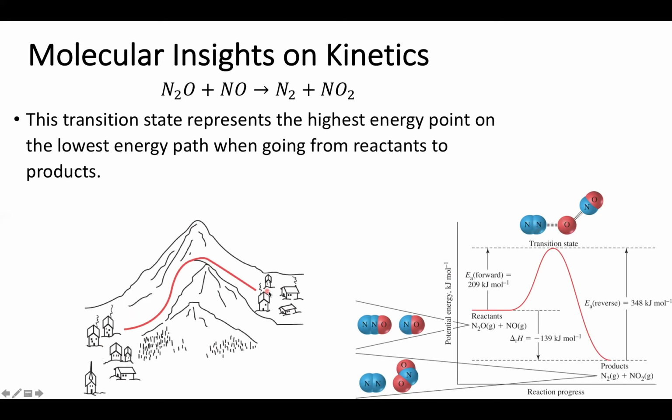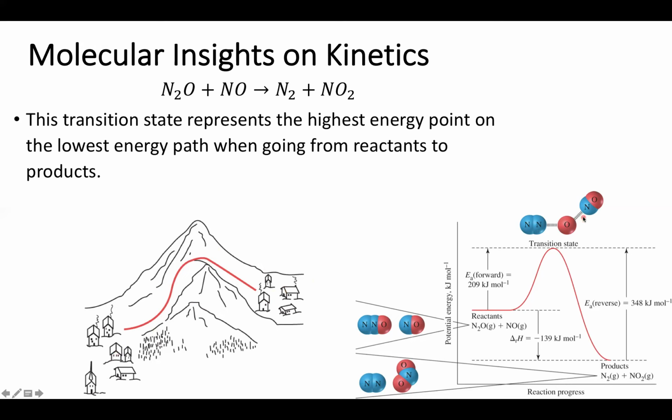A good way to think about this transition state is if I'm going on a path from my reactants to the products. Well, there's a whole bunch of ways I could go from here to here that are very unfavorable. But there's going to be one way I can get from here to here that's the easiest way. So this is often called the mountain pass analogy. We're looking for the lowest way through these mountains to get from reactants to products.